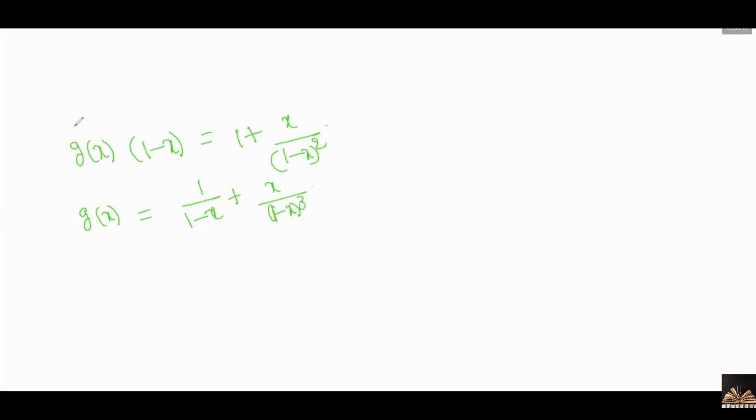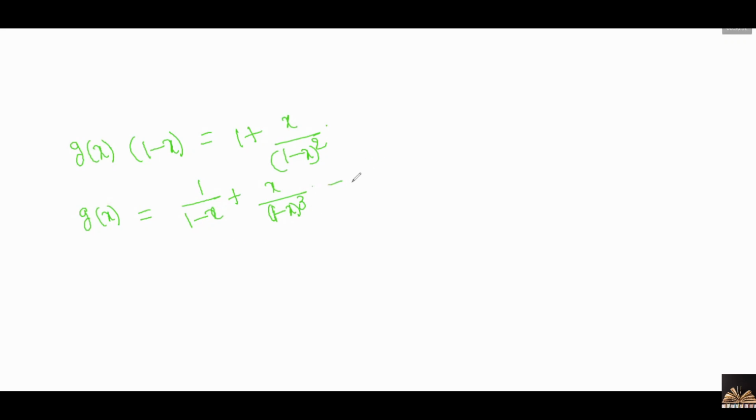So what is the last step we got? g of x into 1 minus x is equal to 1 plus x by 1 minus x whole square. Now you can write it as g of x is equal to 1 by 1 minus x plus x by 1 minus x whole cube. When you take this 1 minus x to the right side, it becomes like this.